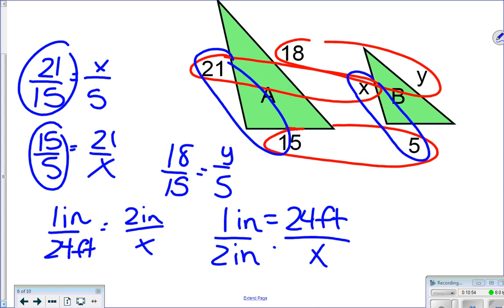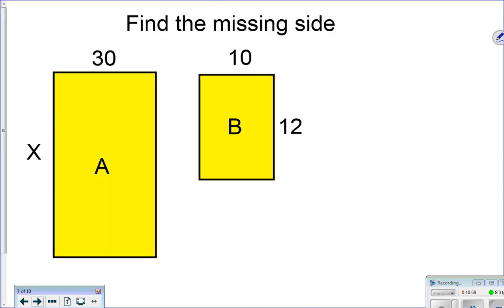Okay? Questions for me yet? Doing okay? All right, let's try another one. Let's try another one. So I have A and B. Why don't you set it up the way you would set it up? And then we'll talk about it. You set it up the way you would set it up.